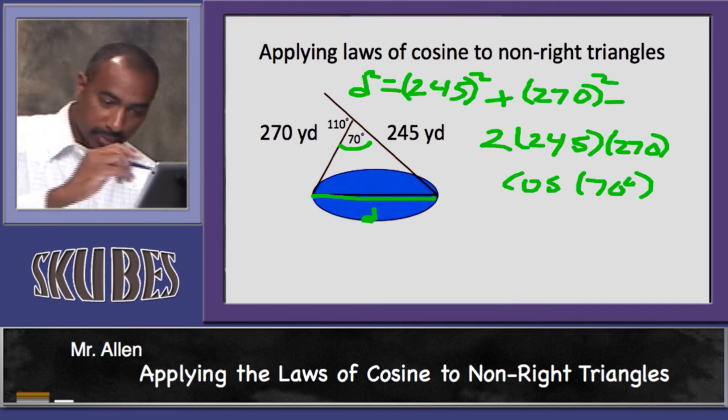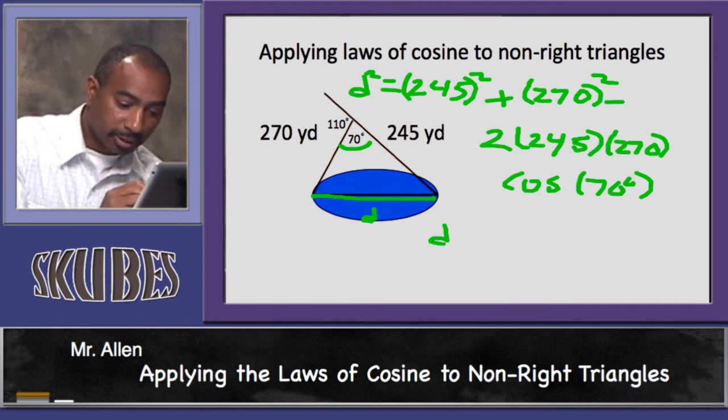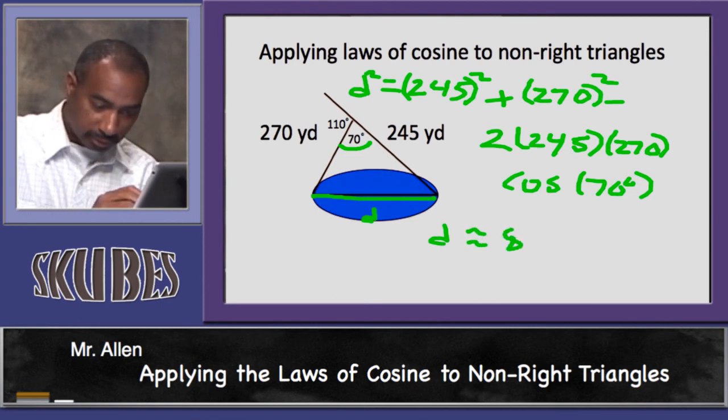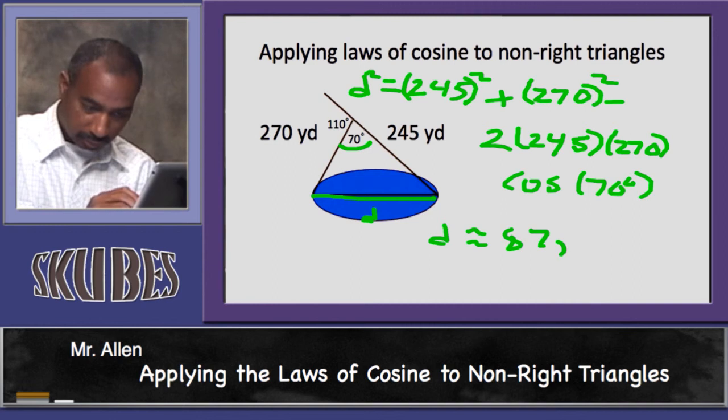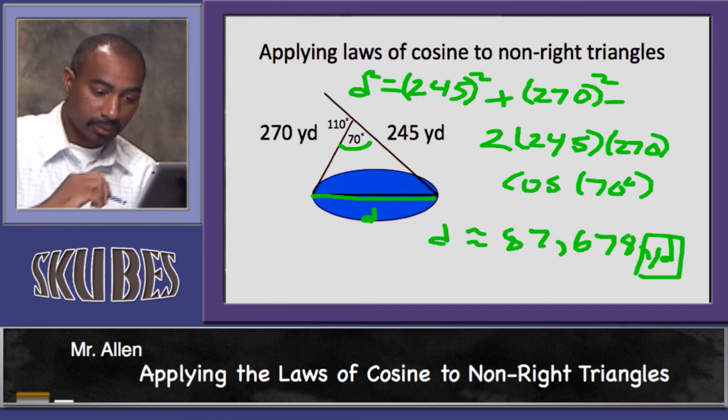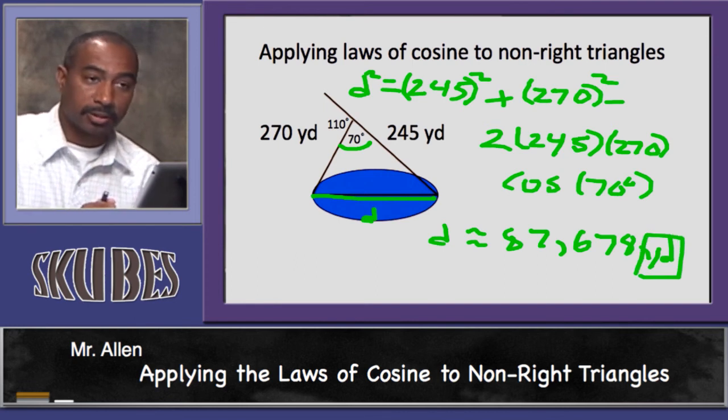When you do that and take the square root, the distance should be approximately 87,678 yards. Always make sure you include the units. This concludes our lesson for today.